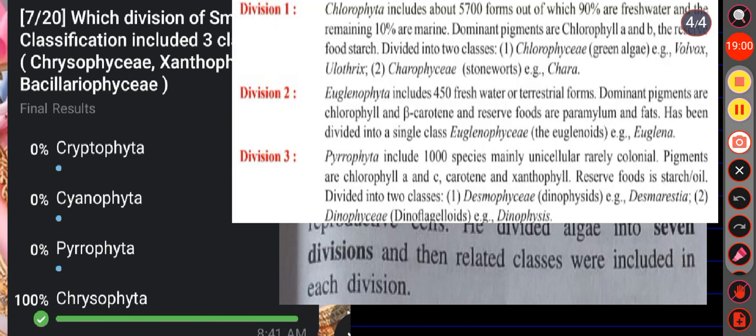Then see what the 7 divisions are. Division 1, that is Chlorophyta. This division is divided into two classes, that is Chlorophyceae and Charophyceae. Again, division 2, that is Euglenophyta. It is divided into a single class, that is Euglenophyceae. Then division 3, that is Pyrophyta. Pyrophyta is divided into two classes, that is Desmophyceae and Dinophyceae.